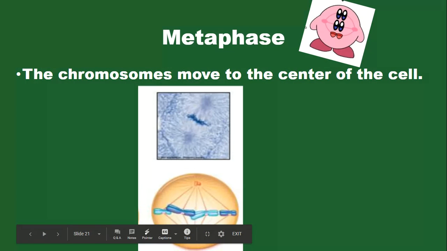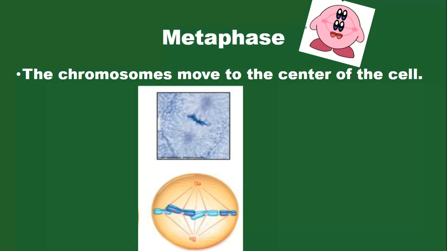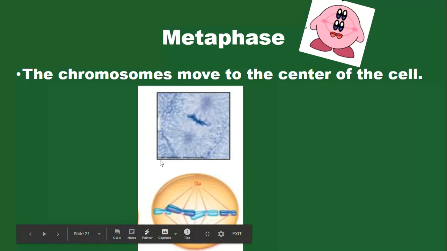The next phase we have is the metaphase. And this is where the chromosomes start to move towards the center of the cell. And just like Kirby here, they're going to line up. And so those spindle fibers are going to attach onto those and help to pull them apart. So remember, the chromosomes basically have two halves. So they're going to pull one half towards one side of the cell and then one half towards the other.